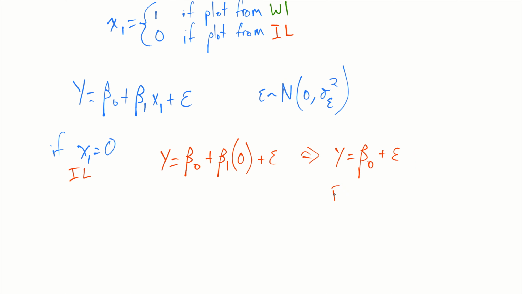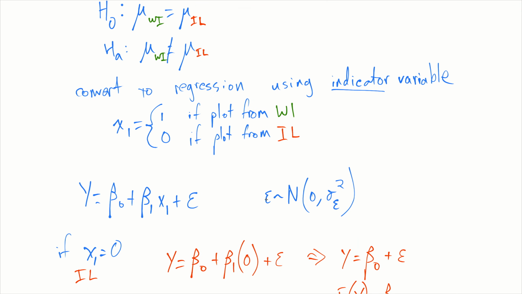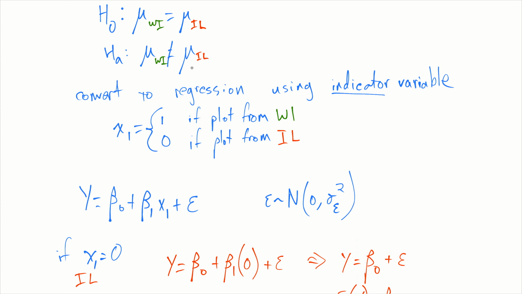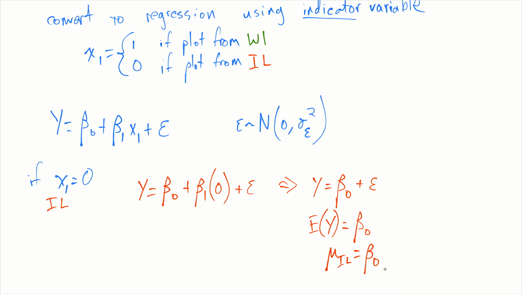So the expectation of y is simply beta naught when we're in Illinois, right? Because the expectation of epsilon is 0, so it simplifies just to beta naught. So what this means is that mu of Illinois is equal to beta naught. When we say mu of Illinois, we're talking about this mu of Illinois. We've expressed it as this intercept term.